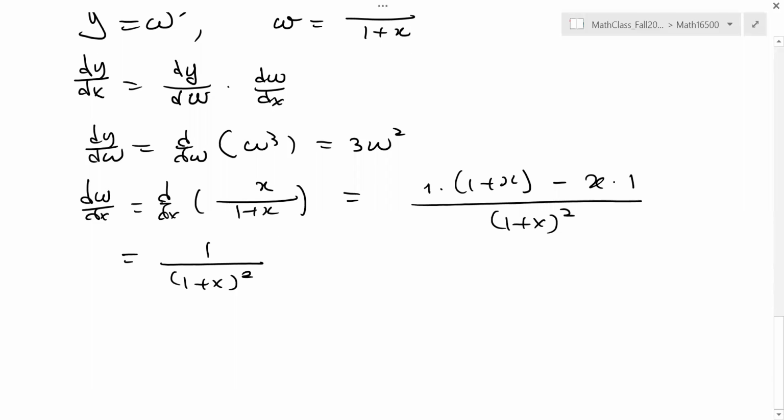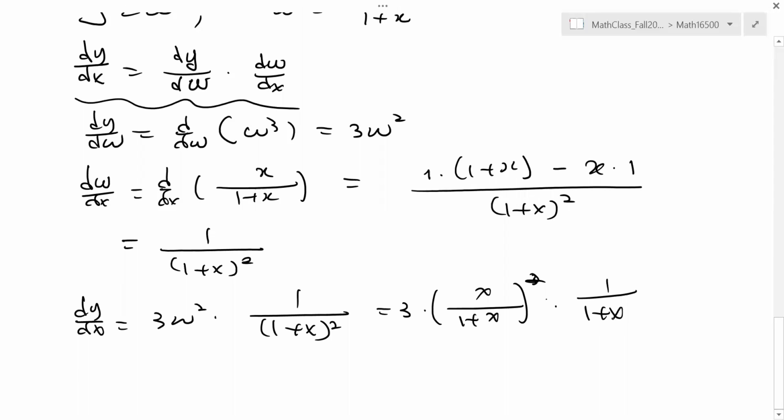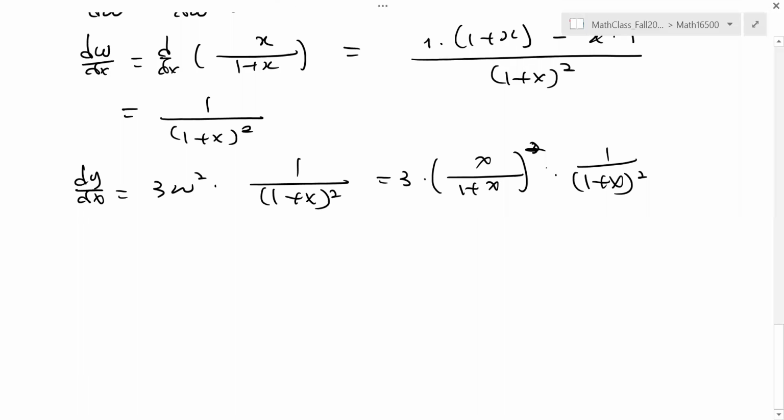Then you put everything back into the above identity. Okay. So that would be 3w squared, and that would be 1 over 1 plus x squared. w is going to be x over 1 plus x, and it's a square now. Okay, so you can combine them together. You will get 3x squared over 1 plus x to the fourth power. Okay. Yeah. So that is the answer.